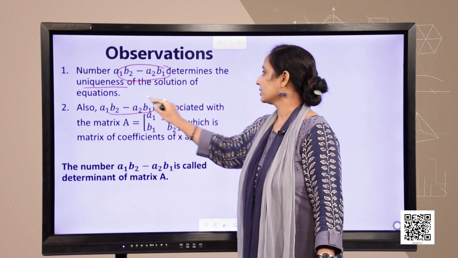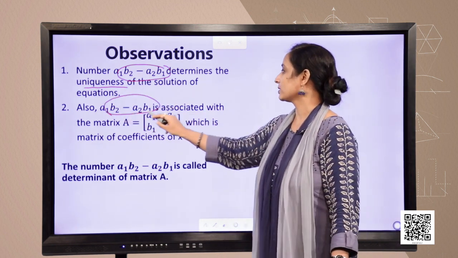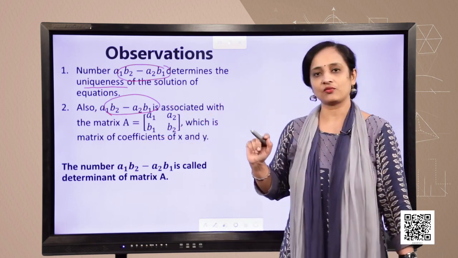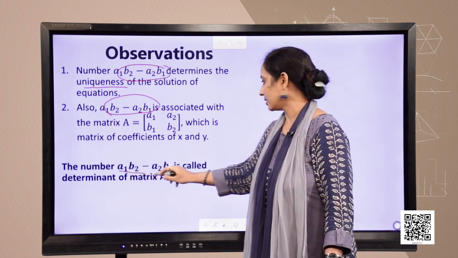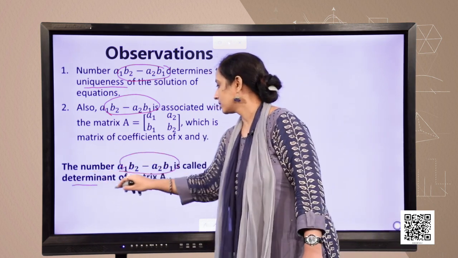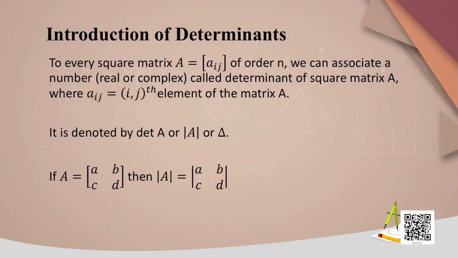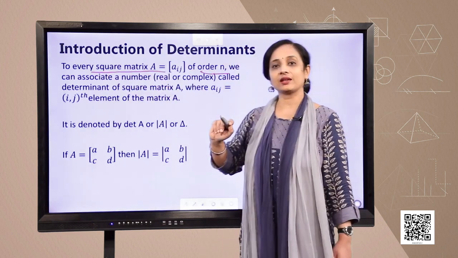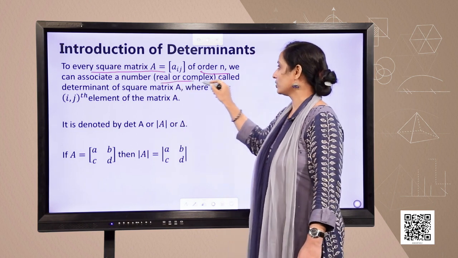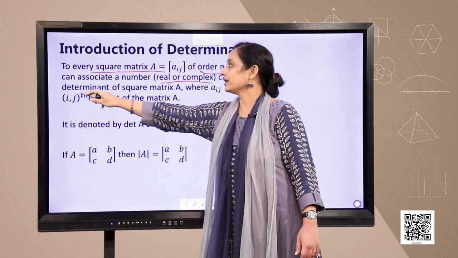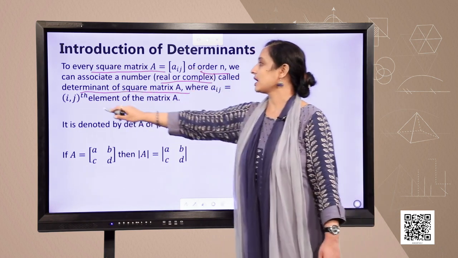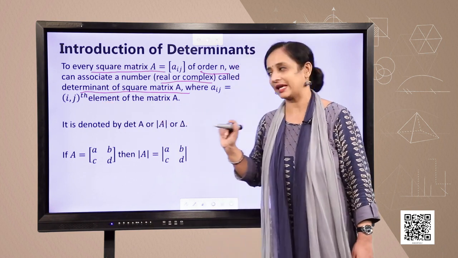Also this number is associated with this matrix. We can obtain this number from this matrix, which is matrix of coefficients of x and y. So this number is called determinant of the matrix A. Let us define what is a determinant. To every square matrix A of order n, we can associate a number which is real or complex. This number is called determinant of square matrix A, where this aij is ijth element of matrix A.